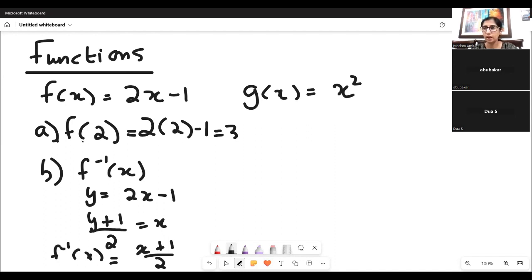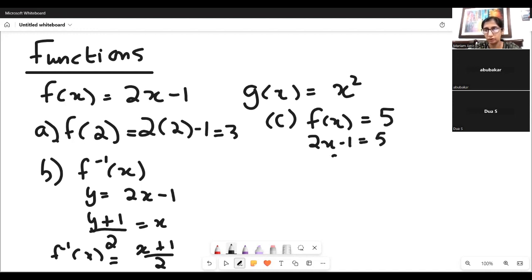Okay? Do you remember, or should I give you another example? Okay, take it. Then from O levels, we also know how to solve f(x) equals 5. What do we do here? We equate them. Yes. Left hand side is f(x), and we know f(x) is 2x minus 1. So 2x minus 1 equals 5. So x equals 6 by 2, which is 3.